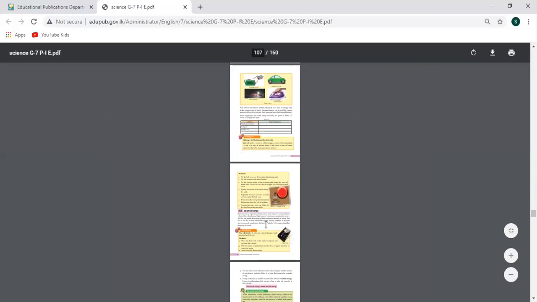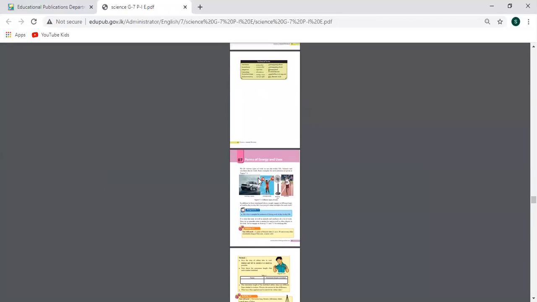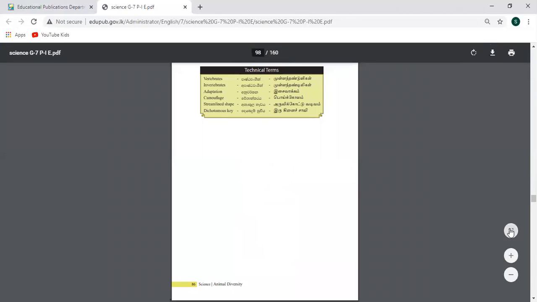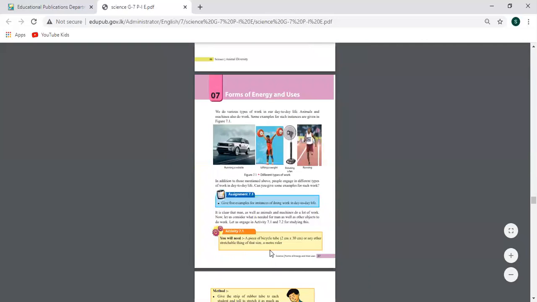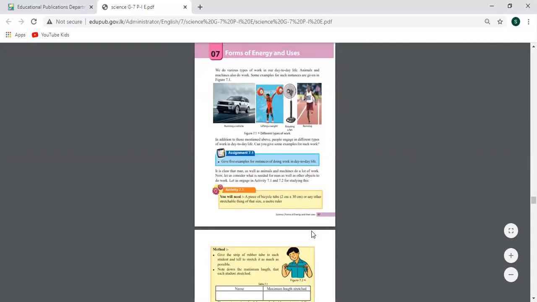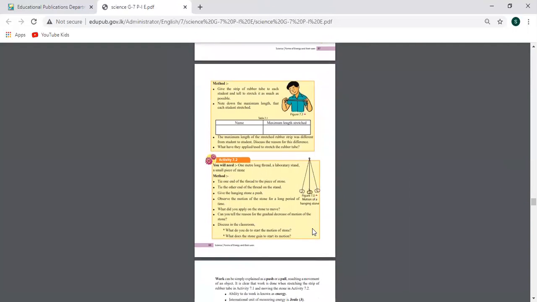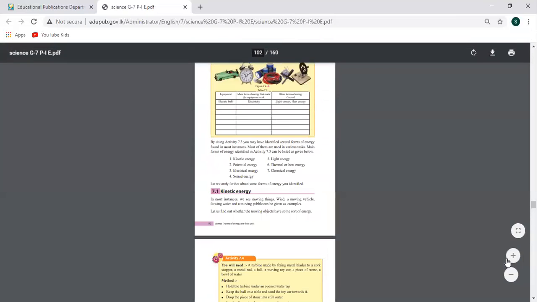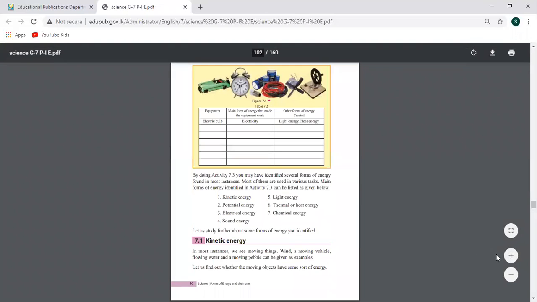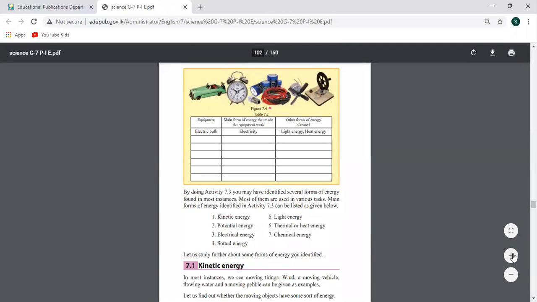So this is the lesson of the energy types, forms of energy and uses. I have done a video about forms of energy and uses. You can watch it. The link is given in the description box below. So this lesson is really simple. There are many types of energy called kinetic energy, potential energy, light energy, thermal energy, chemical energy, electric energy, and sound energy.